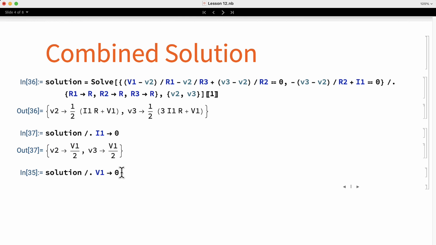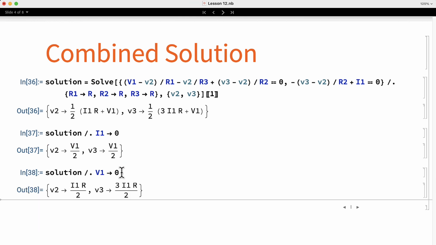Similarly, if we make the voltage V1 0, we can obtain the solution, but this considers only the contribution of the current I1. These equations are linear. That's because all the components involved in this circuit are linear too. When we have a linear circuit, it is possible to simplify the circuit by making the sources 0, and then we can solve the circuit and later combine the results, which is similar to what we are doing here.